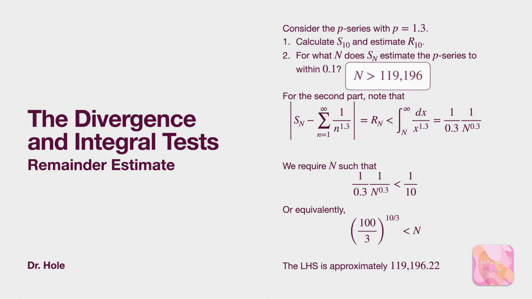All right, so the question was, for what n do we get a good estimate? A couple of different ways that we can phrase this. We can say that any n bigger than 119,196 is fine. If we wanted to just specify, well, I want the minimum n value, then that would be 119,197. Right? Since 196 isn't going to do it because of the 0.22, we'd have to round to the next highest integer value. Beautiful.